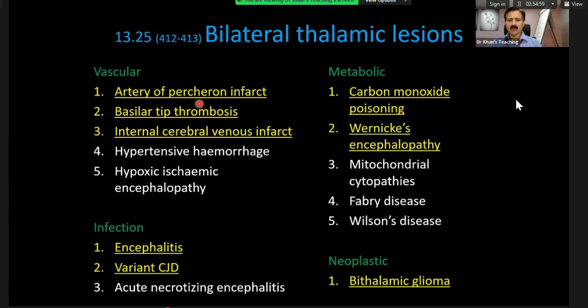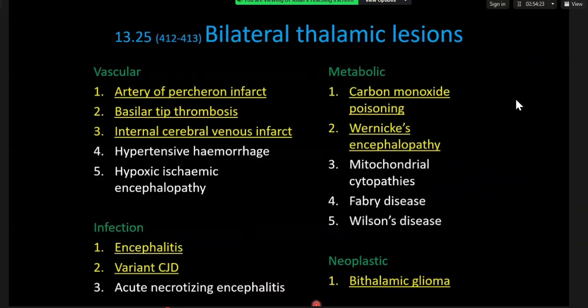In another differential diagnosis in your book is bilateral thalamic lesions. So you will see that there is a bit of overlap between the two. But there are some conditions in which both of these findings are seen together. You see carbon monoxide can cause this. Internal cerebral venous infarct can cause it. So this is important for the exam. And Wilson's disease can also be like that.